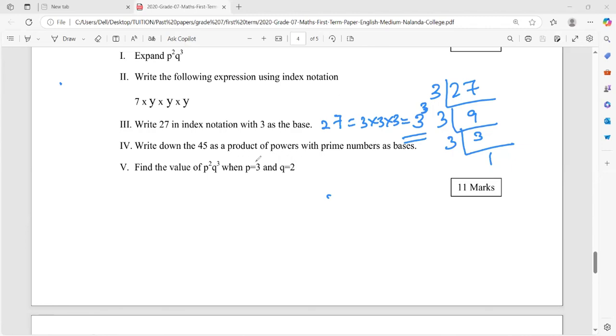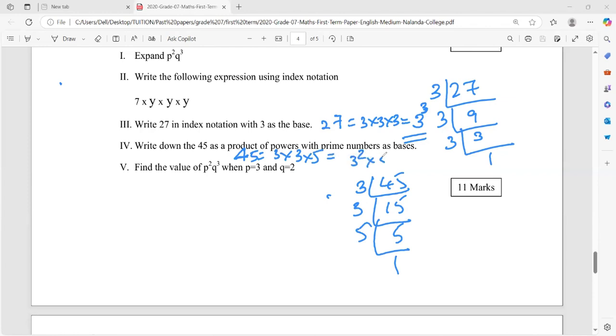Write down 45 as the product of powers with prime numbers as bases. For that, we have to divide 45 by prime numbers. The smallest prime number is 2. Actually, we cannot divide by 2. Therefore, we go for 3. Here we have 15. When we divide again by 3, we get 5. We divide again by 5, we get 1. Right? So you can write 45 as 3 into 3 into 5, which is equal to 3 to the power 2 into 5 to the power 1. Product of powers with prime numbers.